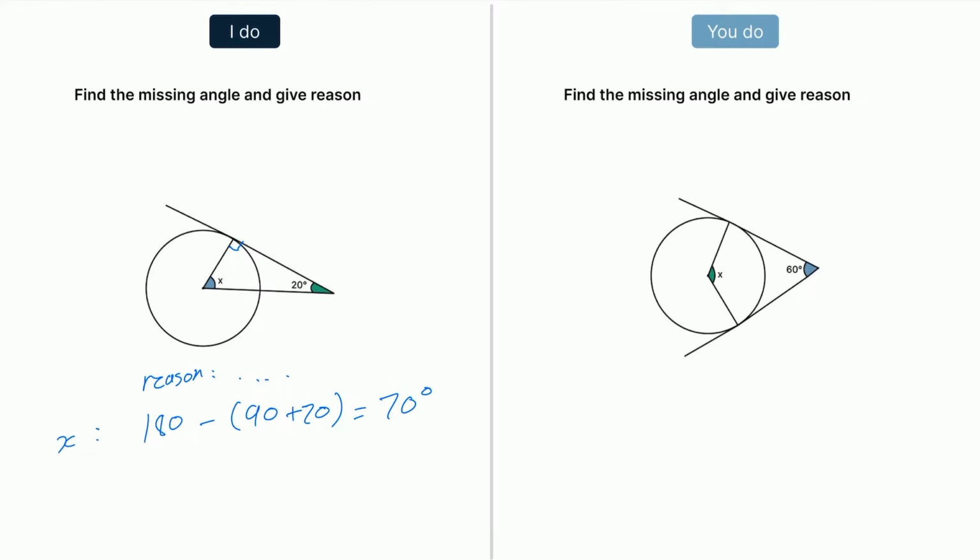Again, hopefully you pressed pause and had a go at this. Now, this is a little bit trickier, and you might be confused about which theorem I am actually using here. Is it that two tangents from the same point are of equal length, or am I using the fact that the radius meets the tangent at 90 degrees? The one we're using here is that the radius meets the tangent at 90 degrees. We don't actually need the other theorem.